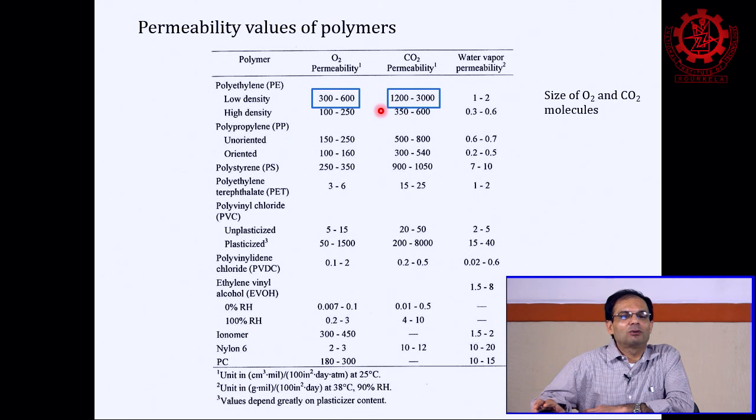Can you think of why any given film will allow more transmission or permeability of CO2 compared to O2? Because CO2 is a larger molecule than oxygen. The structure of the molecule differs. Even if it's a larger molecule, the bond angle varies, maybe because of that. No. So think about permeability, diffusivity, and solubility.